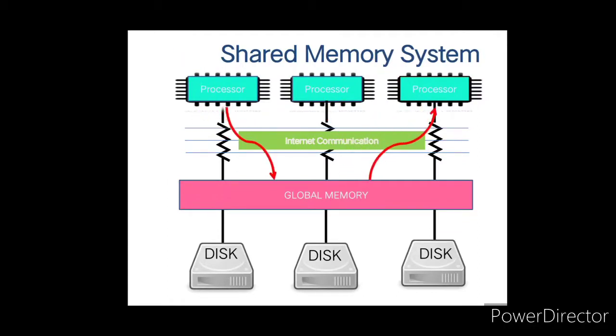The advantage of shared memory system: its data is easily accessible to any processor. One processor can send messages to another efficiently. The disadvantage of shared memory system: the waiting time of processors is increased because a larger number of processors are used.